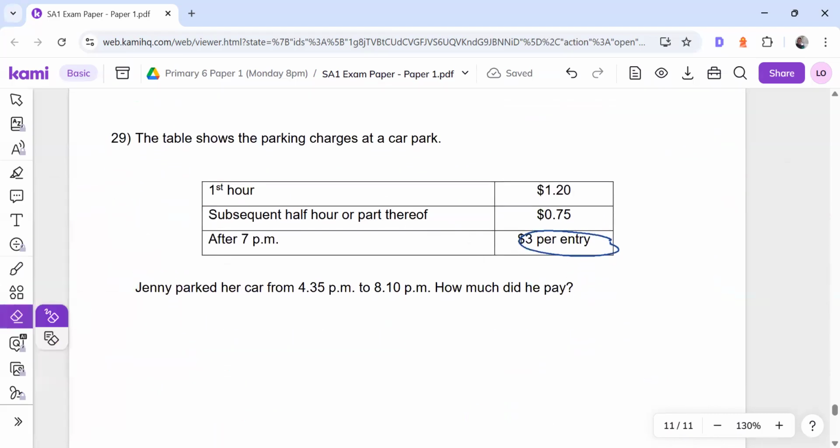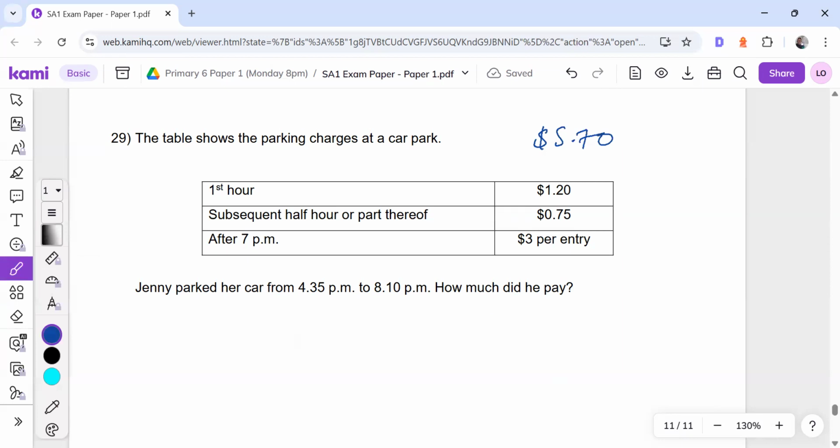Okay, let's go to this one. Now, what's the answer for this one? The answer is $5.70. Now, if you get it wrong, it's because maybe you never saw this word before. What do you mean by per entry? Per entry means if your car is inside the car park after 7 p.m., you pay extra $3. If your car is still inside, you pay extra money.